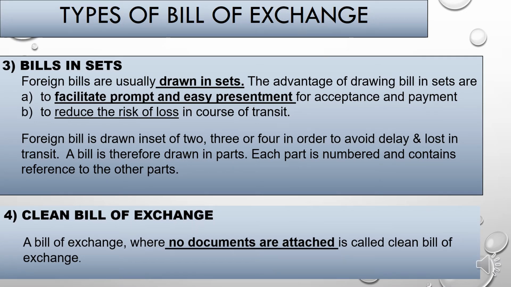Next type is clean bill of exchange. The name itself indicates that no documents are attached to the bill of exchange. For example, in home trade, a railway receipt is attached, and in foreign trade, a bill of lading is attached. But over here, a clean bill of exchange doesn't contain any document. Therefore, it is known as clean bill of exchange.